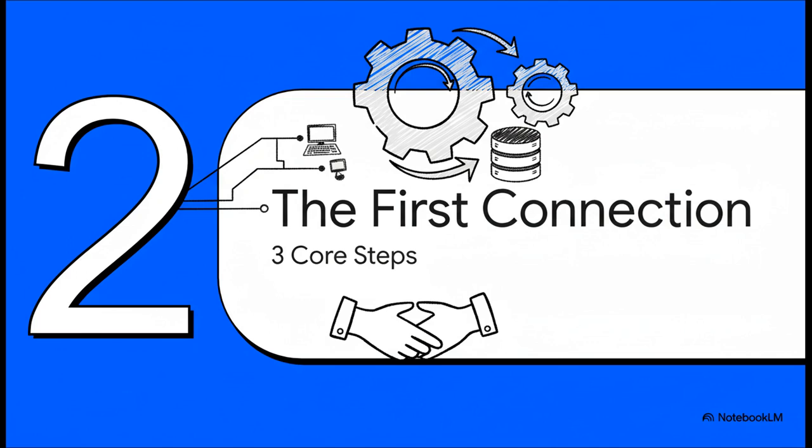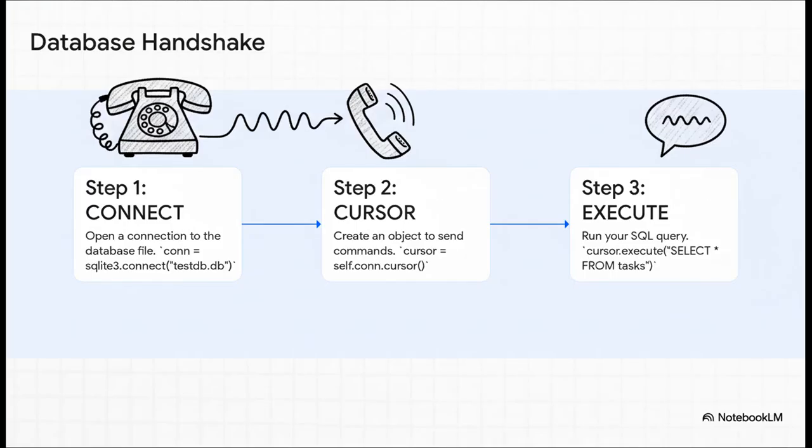Okay, so we've got our tools. But how does our Tkinter app, the face, actually talk to its SQLite memory? It all boils down to this really simple 3-step handshake process that you'll use over and over again. This simple 3-step pattern is really the key to everything. First, you connect to the database file. That's kind of like picking up the phone to make a call.